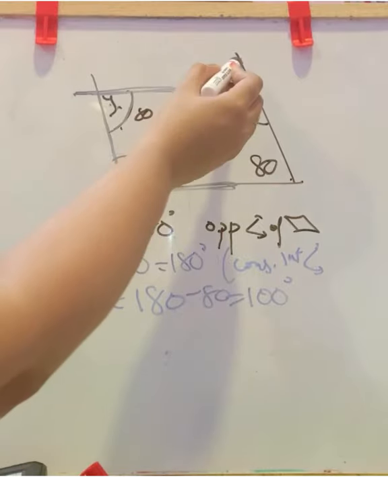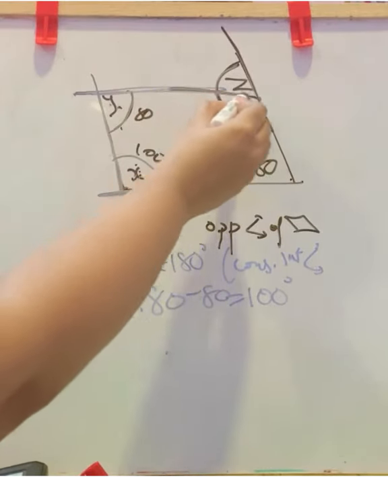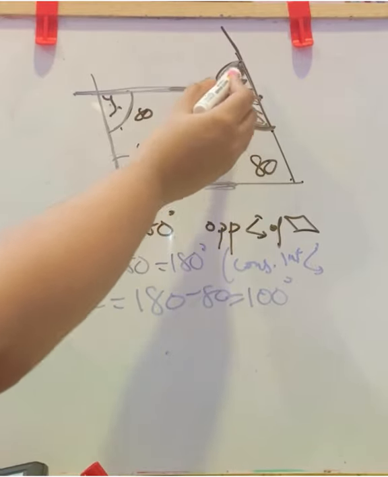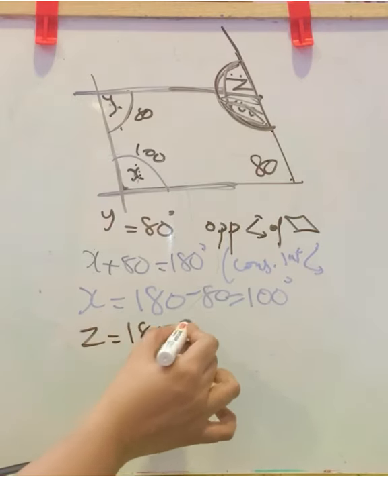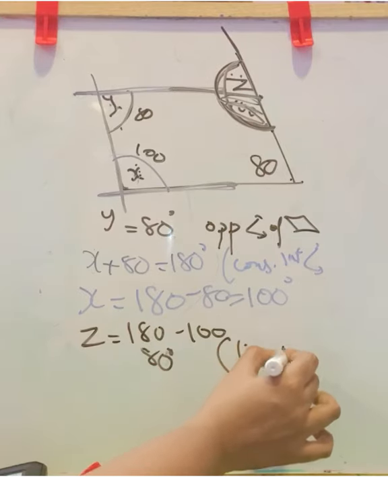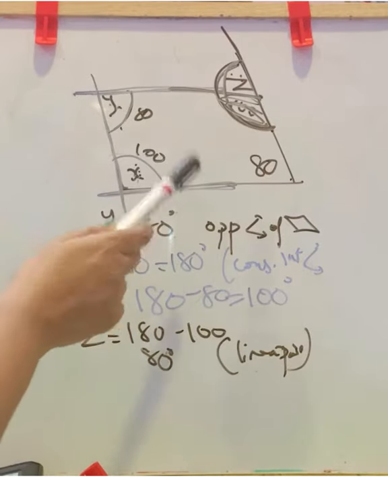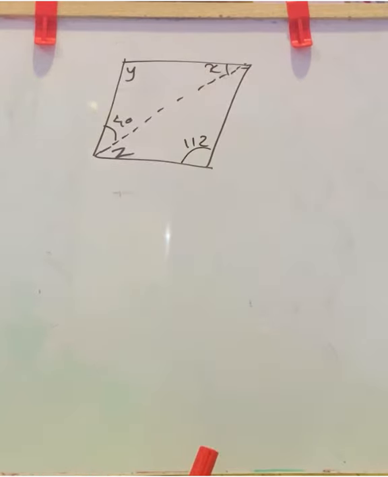Now you can see here a linear pair. Can you see a linear pair? This is a linear pair. If this angle is 100, this will be 180 minus 100. Z is equal to 180 minus 100, that is 80 degrees. Reason is linear pair. So we find x is equal to 100 degrees, y is equal to 80 degrees, z is equal to 80 degrees.